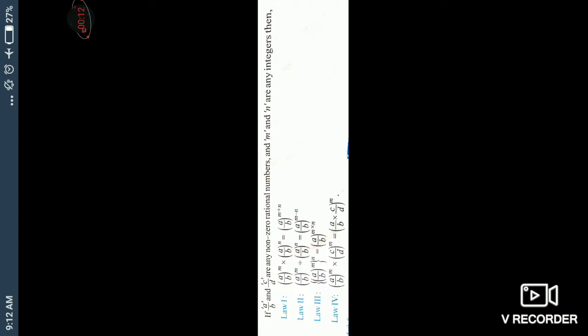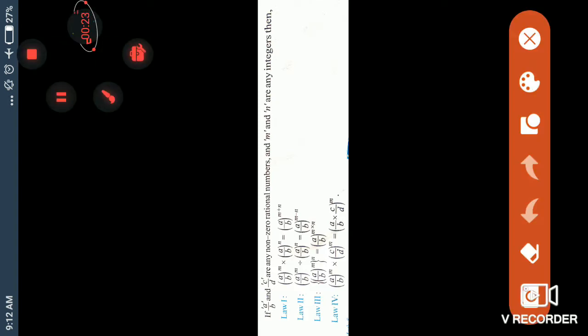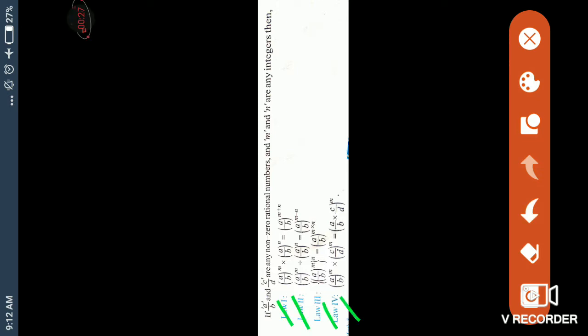So here are the four laws of exponents. With the help of these formulas, you can easily learn how to work with exponents. Understand? So these are the formulas, law number 1, 2, 3 and 4.